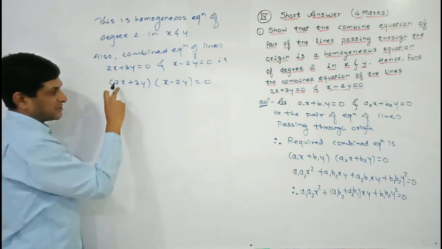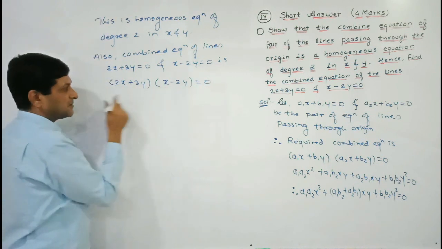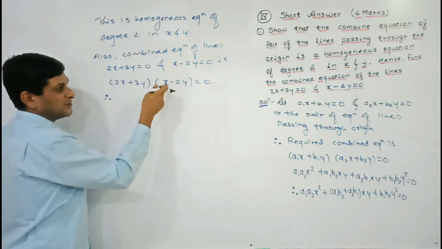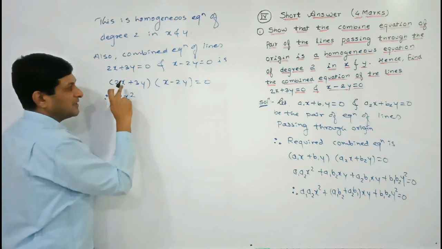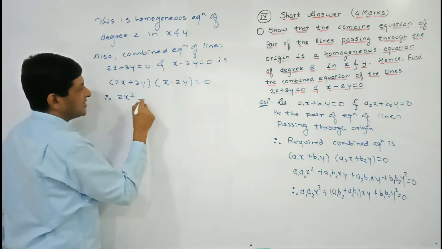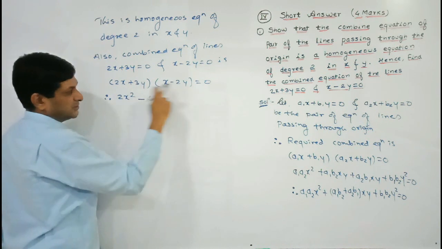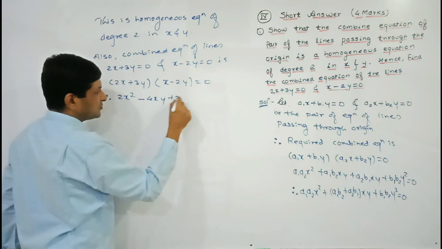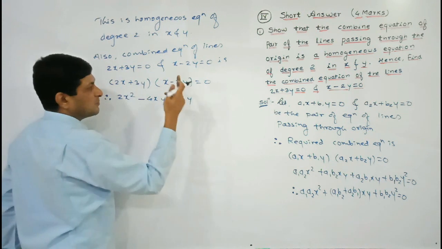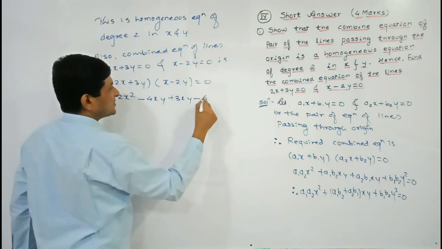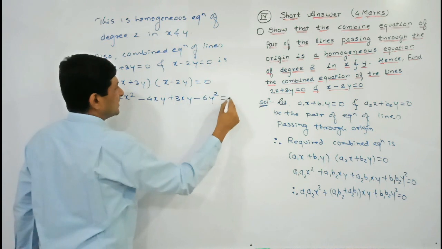Now take the multiplication. First multiply by 2x to both the terms in this bracket. So 2x into x will be 2x square. 2x into minus 2y will be minus 4xy. Now multiply by 3y to both the terms. 3y into x will be 3xy, and 3y into minus 2y will be minus 6y square is equal to 0.